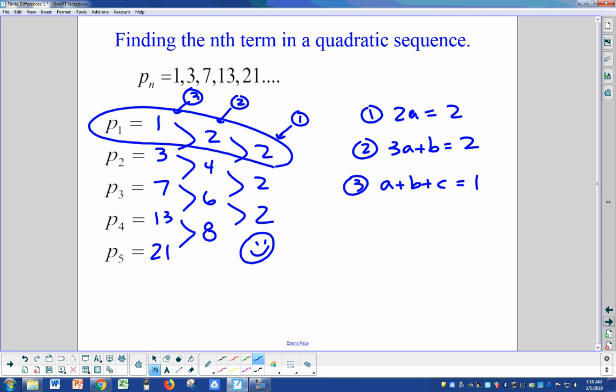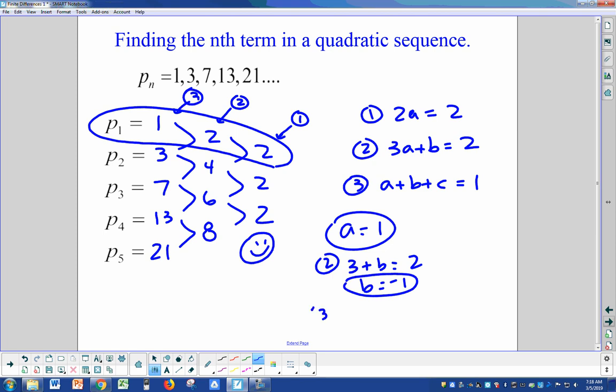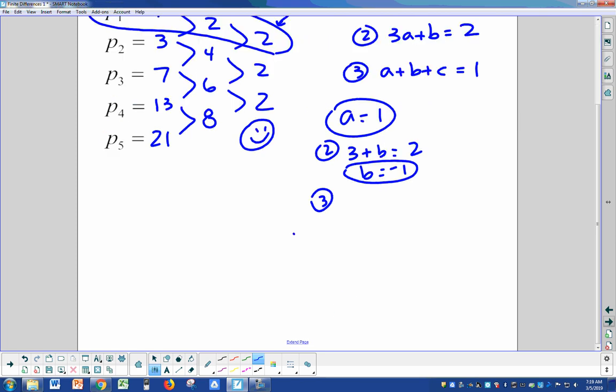Now with some simple back substitution, we can see that a is equal to 1, that from my first one, and then substituting that into the second equation, we have for number 2, 3 plus b equals 2, or b equals negative 1. And the last term, in number 3, we see that a plus b plus c is equal to 1. So 1 plus negative 1 plus c equals 1. Oh, that was silly. There's some really silly notation there. 1 plus negative 1. 1 minus 1, that's better. And so c equals 1 as well.